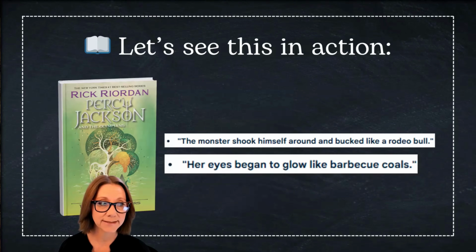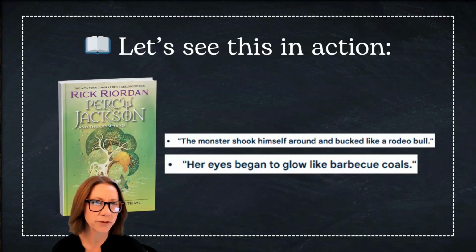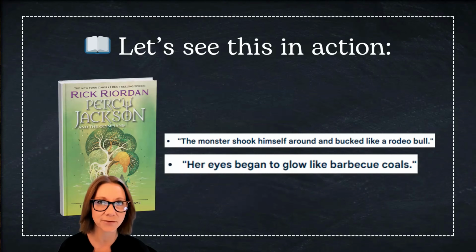Notice there that he doesn't say just a bull. He says a rodeo bull. He's specific about the certain kind so that you can create an image in your head of a rodeo.